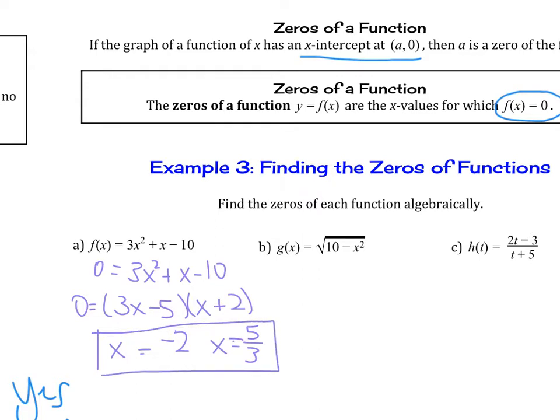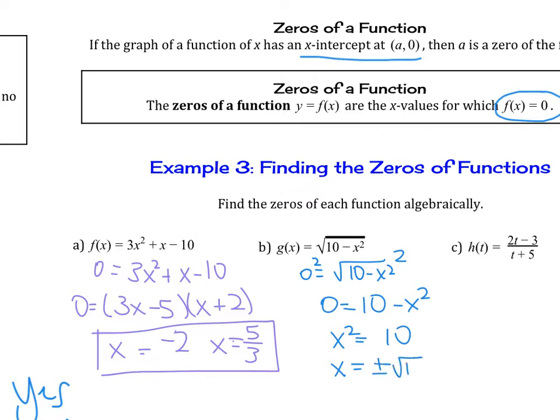Letter B, we have g of x equals the square root of 10 minus x squared. So 0 equals the square root of 10 minus x squared. You can go ahead and square both sides. Squaring the 0 is just 0. So 0 equals 10 minus x squared. Let's add x squared to both sides. So x equals plus or minus square root of 10.